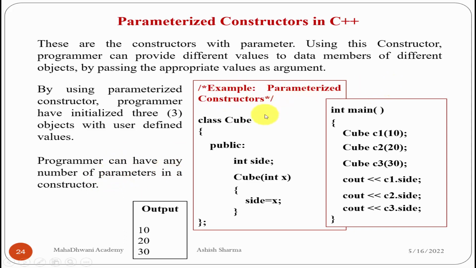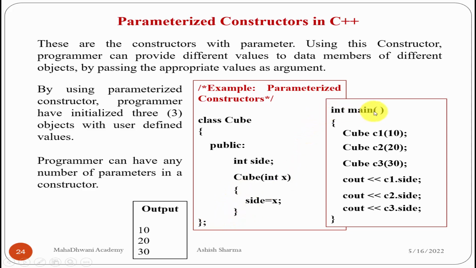So, the parameterized constructor. First is a class, the cube, then the public section, integer side, then cube. We pass a single parameter of integer type x, then we initialize this data member side with the value x, whatever we pass to this constructor. This constructor value should be used to initialize the data member of the class. So we have given this x to the data member of the class. Close the constructor, close the class.